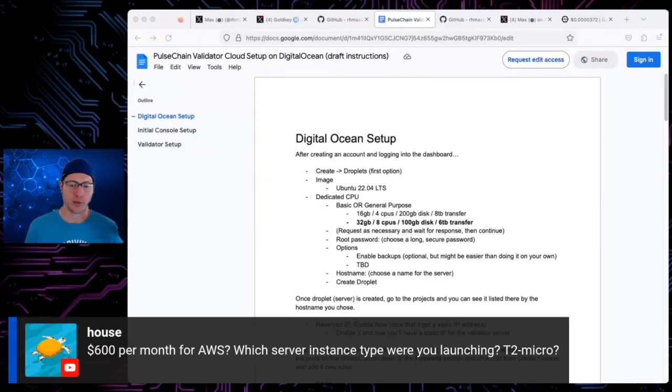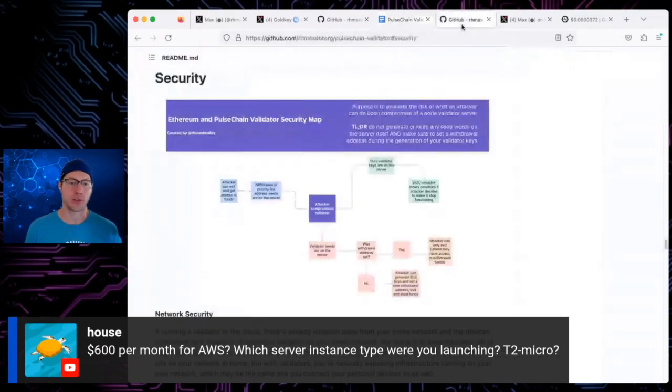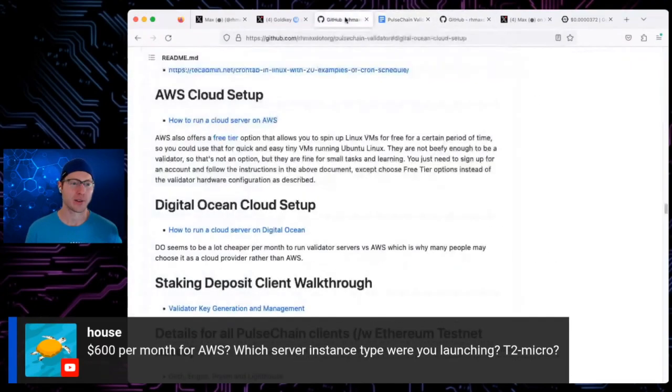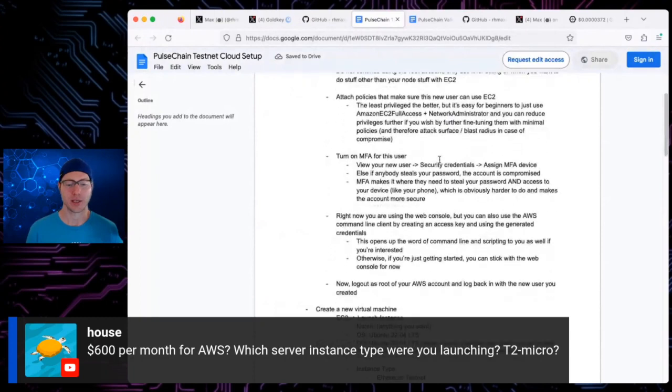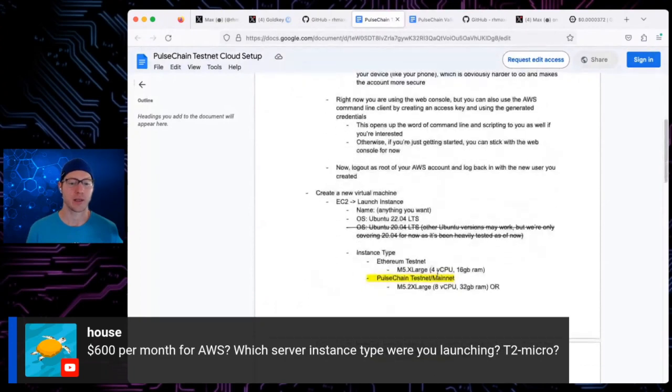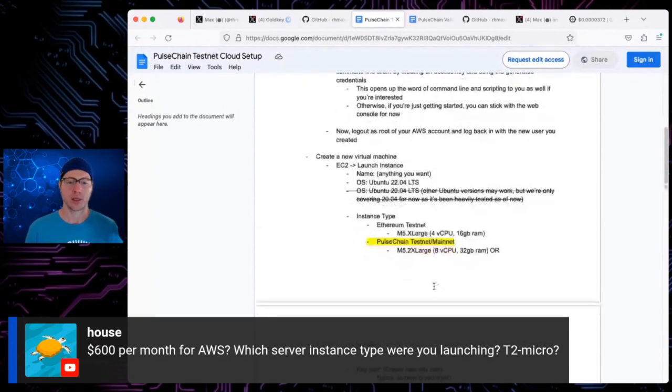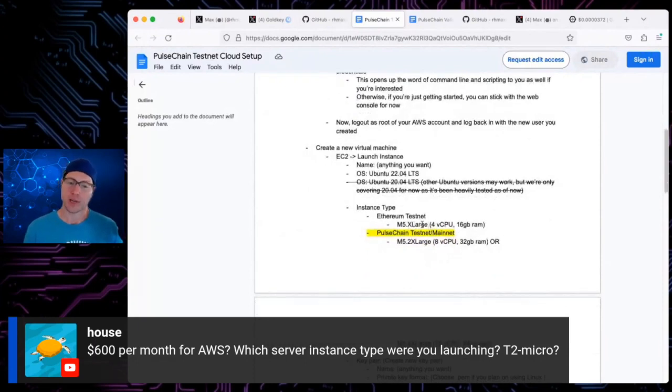$600 a month for AWS, which instance server are you launching? No, it's definitely not T2 Micro. T2 Micro is a free tier one, I believe, or a very, very small one. This was, I forget off the top of my head because it's been a while. Yeah, M5 2X large. So you can try the M5 X large. That's 16 gigs of RAM.